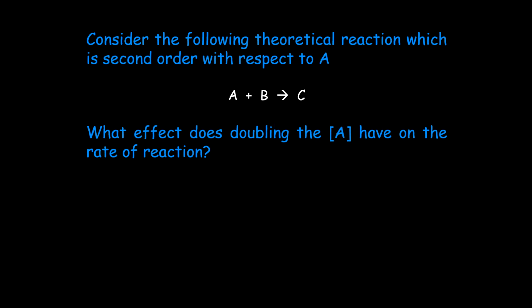Now this time it's second order with respect to A, so doubling the concentration of A quadruples the rate. Rate is proportional to the concentration of A squared, or rate equals the rate constant times the concentration of A squared.